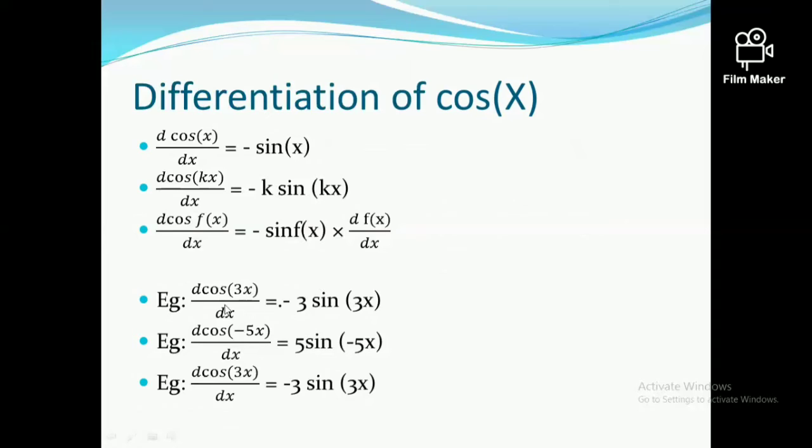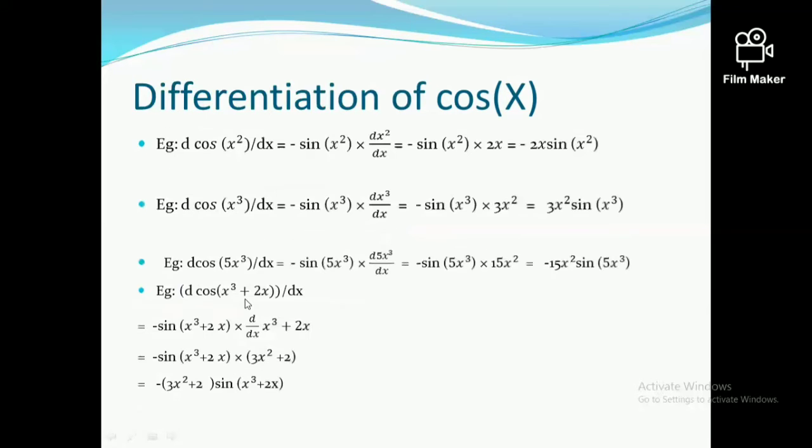For example, if you differentiate cos 3x, the answer is minus sine 3x into the differentiation of 3x, which is 3. The answer is minus 3 sine 3x, right? Then if you differentiate cos fx, the answer is minus sine fx into the differentiation of fx. If you differentiate cos minus 5x, the answer is minus sine minus 5x. Again, the differentiation of minus 5x is minus 5. That minus 5 and the minus sign get cancelled and turn into plus 5.